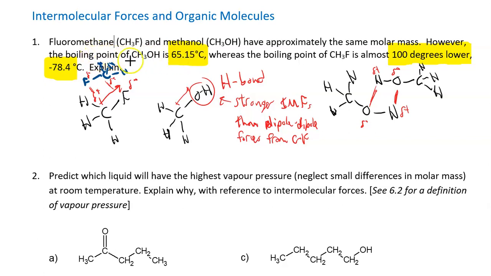The boiling point is where the vapor pressure equals atmospheric pressure. So we need a high enough temperature in order to break these bonds so that the molecules can go into the gas phase. It's a lot harder to break these bonds if the intermolecular forces are stronger. Here we have weaker intermolecular forces, so the temperature is a lot less in order to go into the gas phase. Okay, so that one's done.